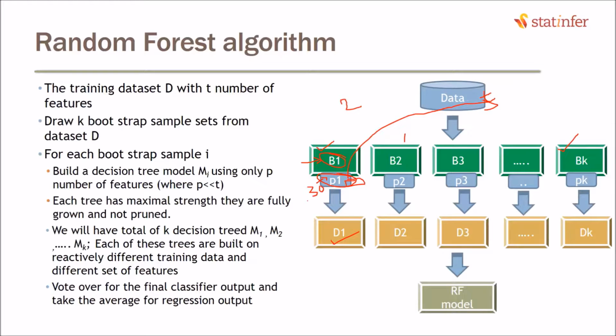Here we will come to this point. B2 is again a bootstrap sample which is independent of B1, so B1 and B2 are independent. P2 is again another subset, maybe it is just 30 variables but not necessarily the same 30, randomly chosen again from T. So we have randomness induced here, and randomness induced here, then we will build decision tree model 2. Like that, on every bootstrap sample we take a subset of features, then we build models D1, D2, D3, D4 and so on up to Dk. Finally we consolidate them as the random forest model.